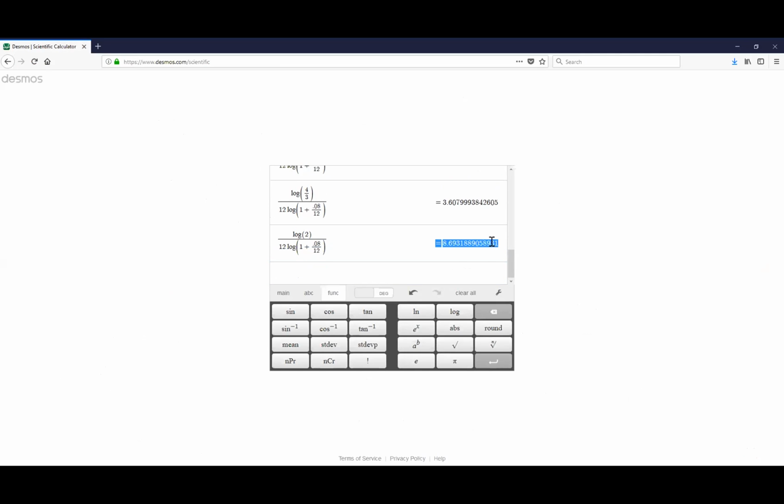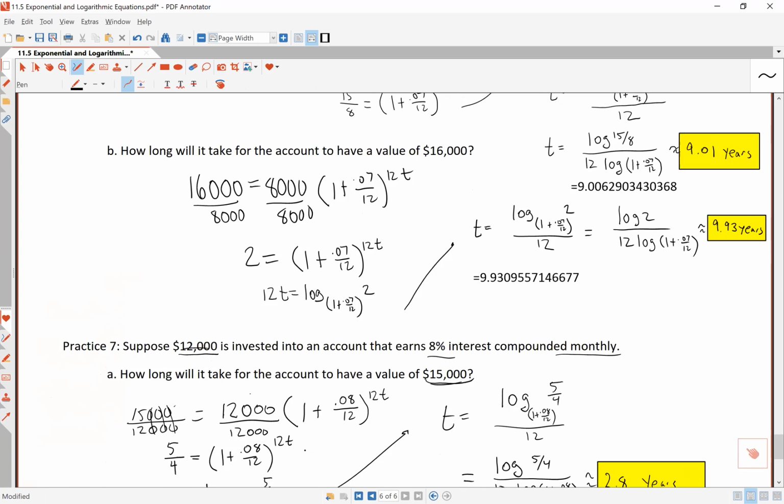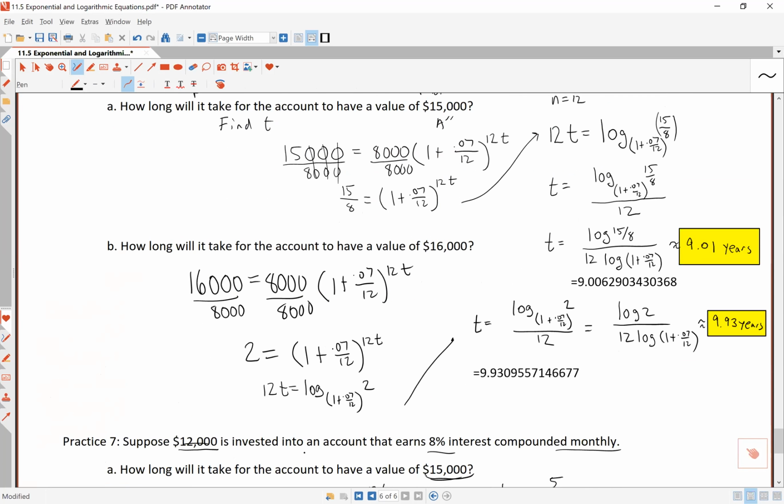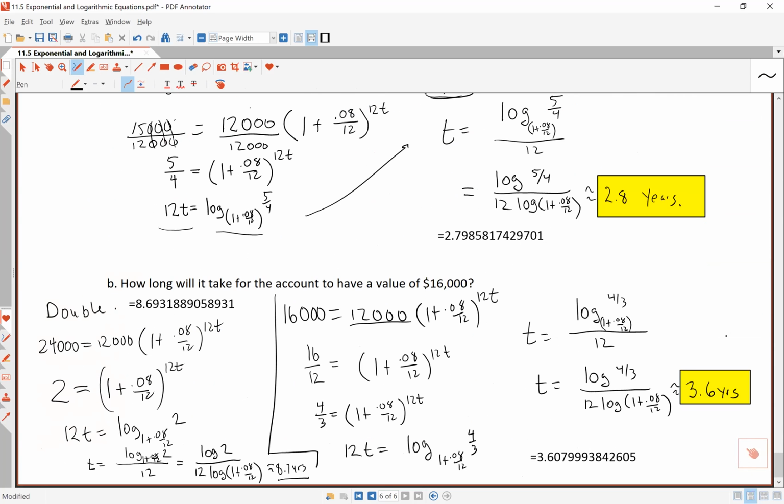This problem at 8% has a double life of around 8.7 years. The problem that we did before was at 7%, and had a double life of almost 10 years. You go to 8% compounded monthly, now you have a double life of about 8.7 years.